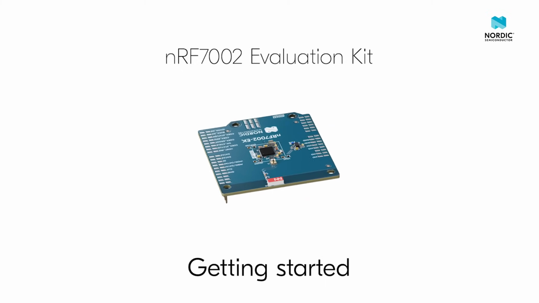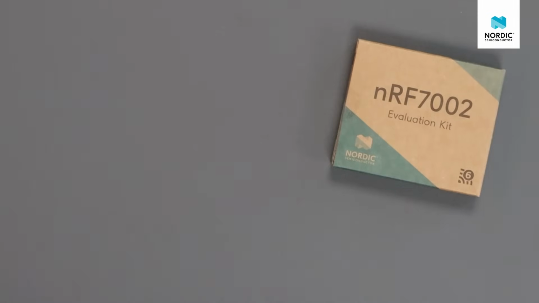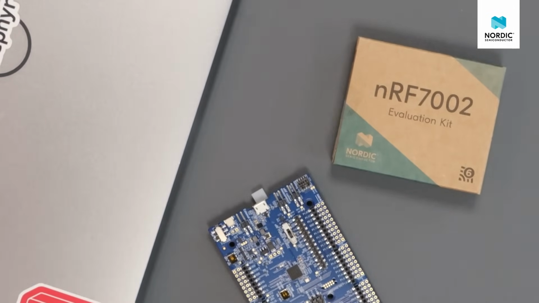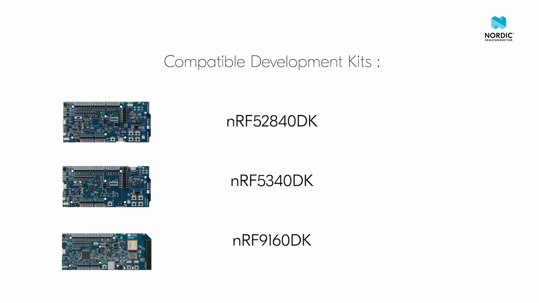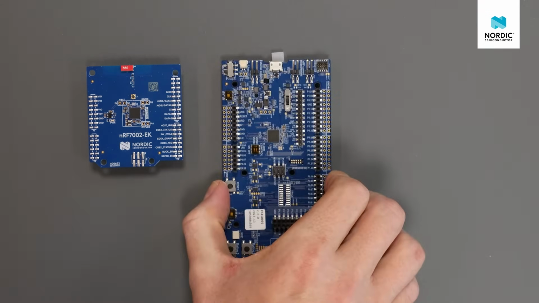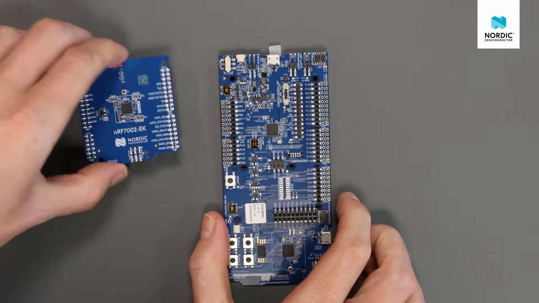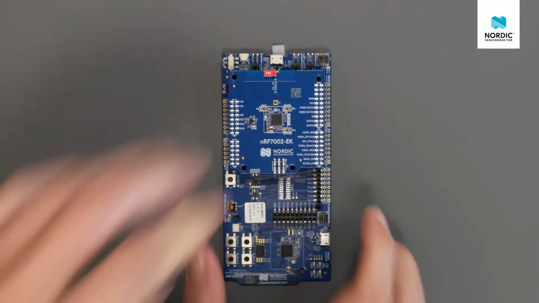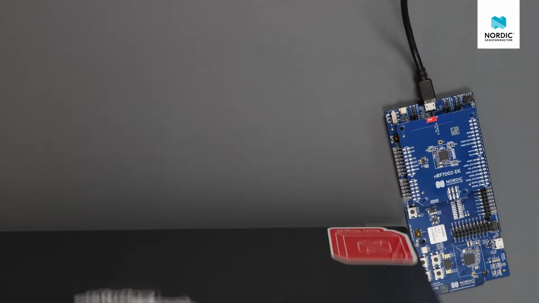To follow along, you will need one nRF7002 evaluation kit, a PC with nRF Connect for Desktop installed, and the Nordic Development Kit. Compatible development kits are the nRF52840 development kit, the nRF5340 development kit, and the nRF9160 development kit. I decided to go for the nRF5340 development kit. So what's left to do now is to attach the evaluation kit to the DK, plug it in, and then we can continue on the PC.